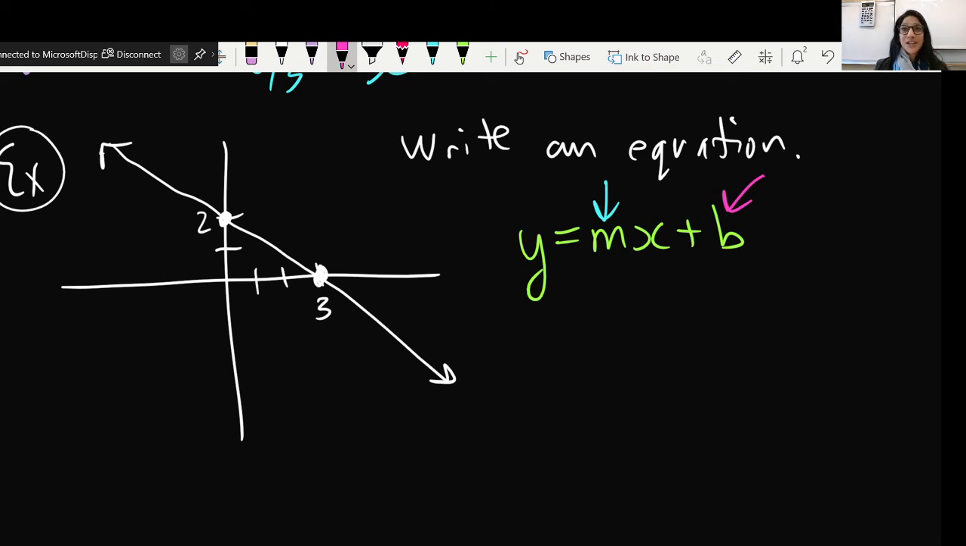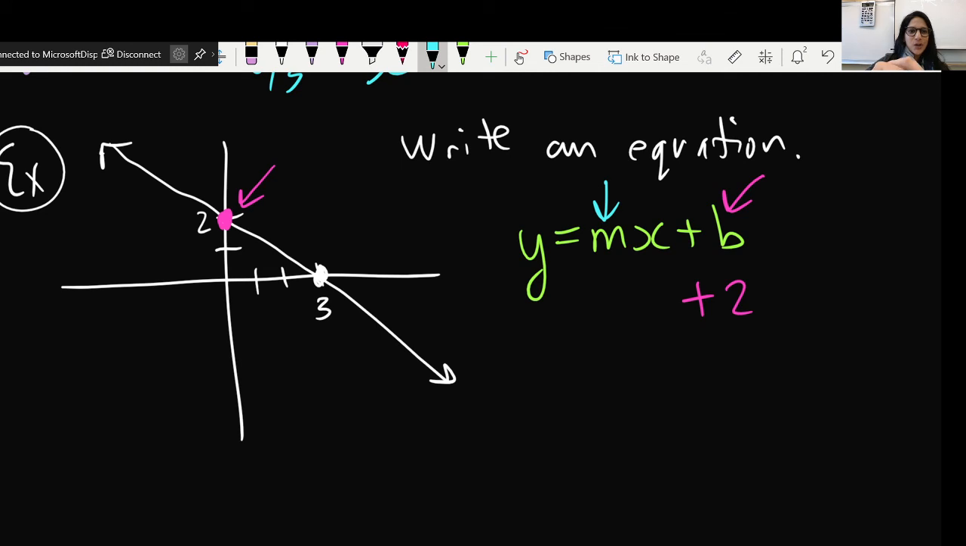Just by looking at the graph, can you tell me what the y-intercept is? Yeah. +2. Remember, you guys, that's the point where x is 0 and where it crosses the y-axis. So on here, I can say, okay, I can fill in the +2. There's half the battle. Does that make sense so far?